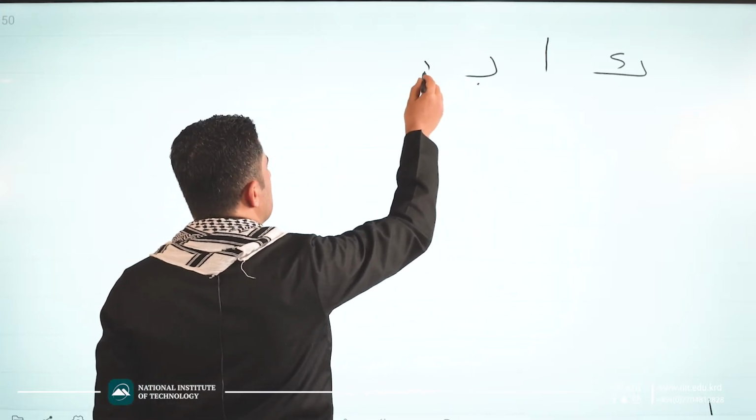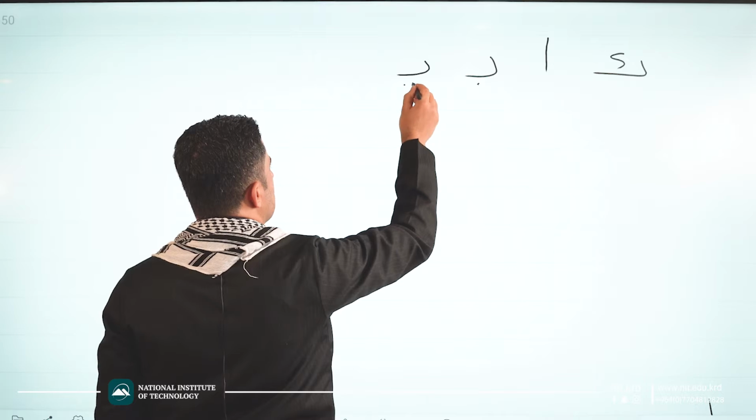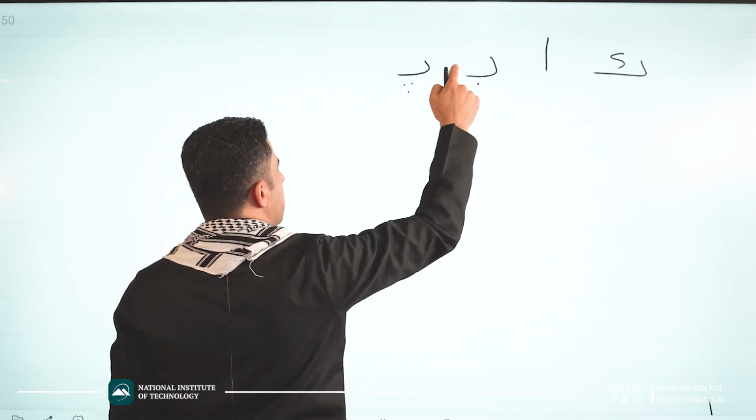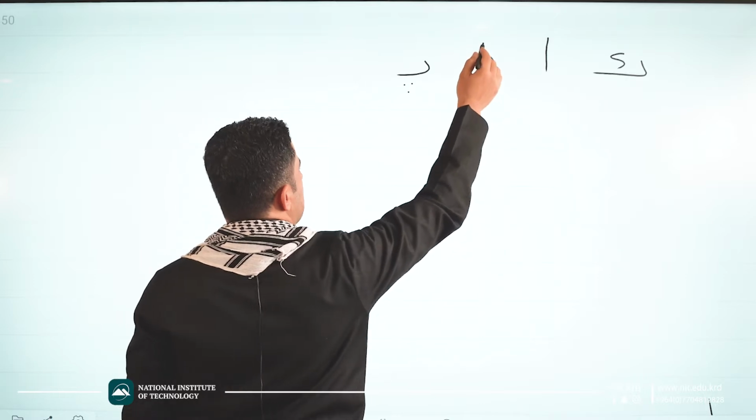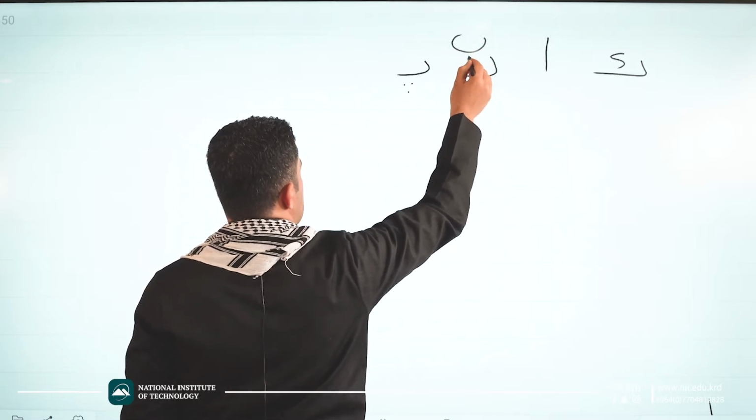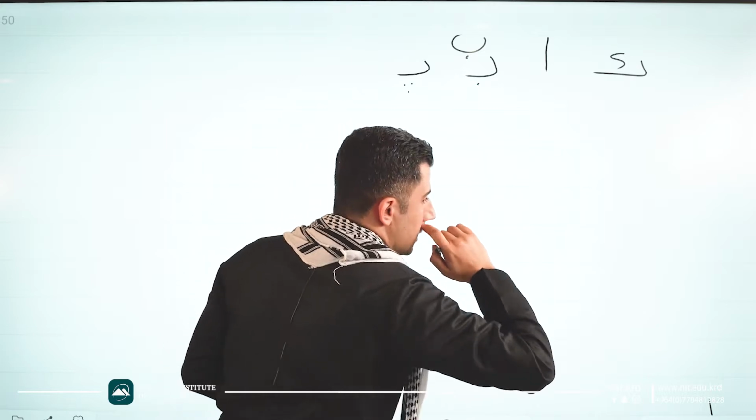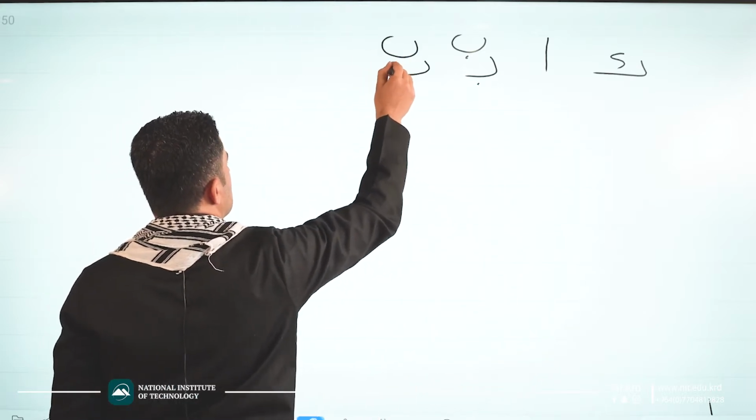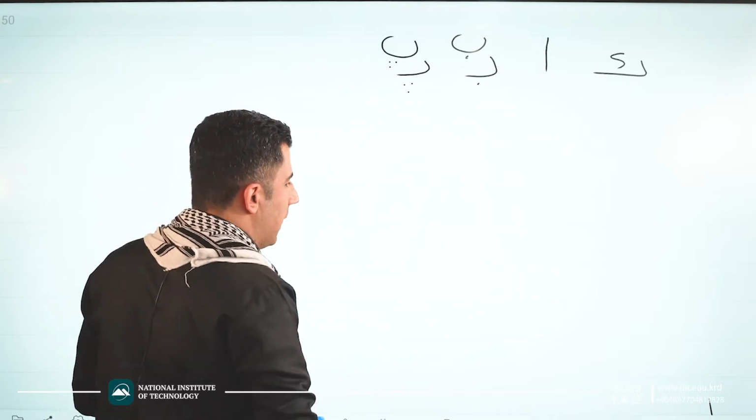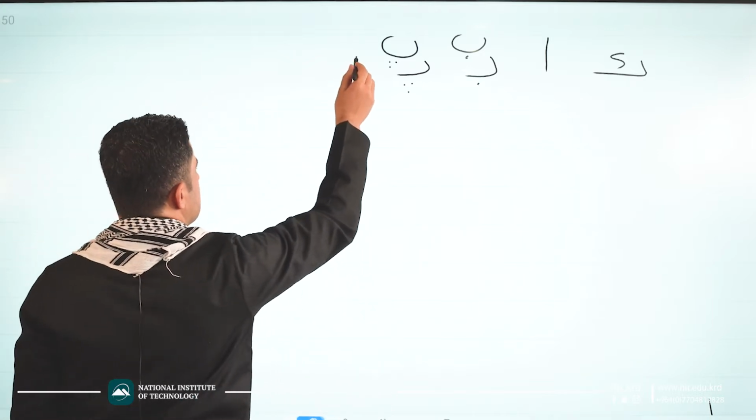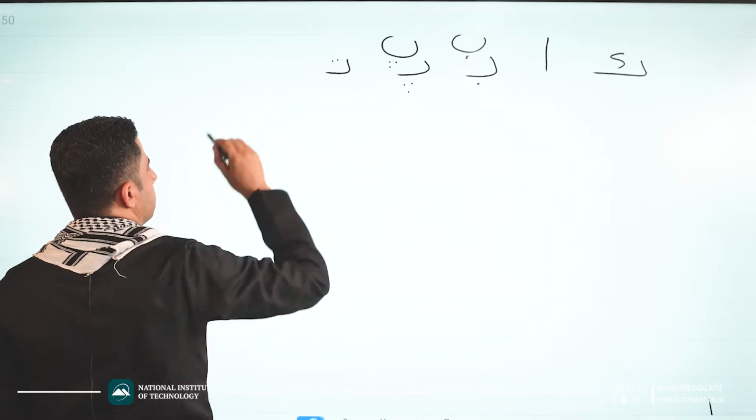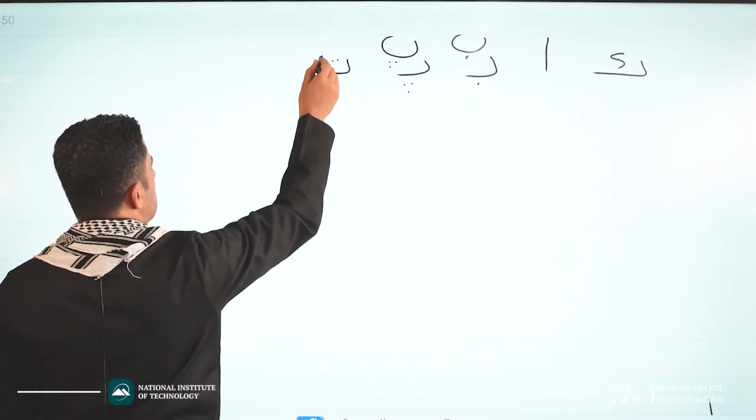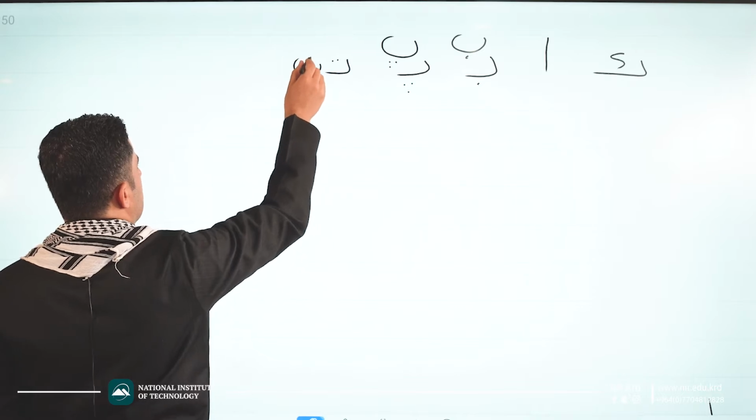After b, we have p. This b is for beginning and middle, but at the end, we said that we have to close it. That is b. For p, we have to write like this. After p, we have t. That is for beginning and middle. At the end, for t, we have to write like this.